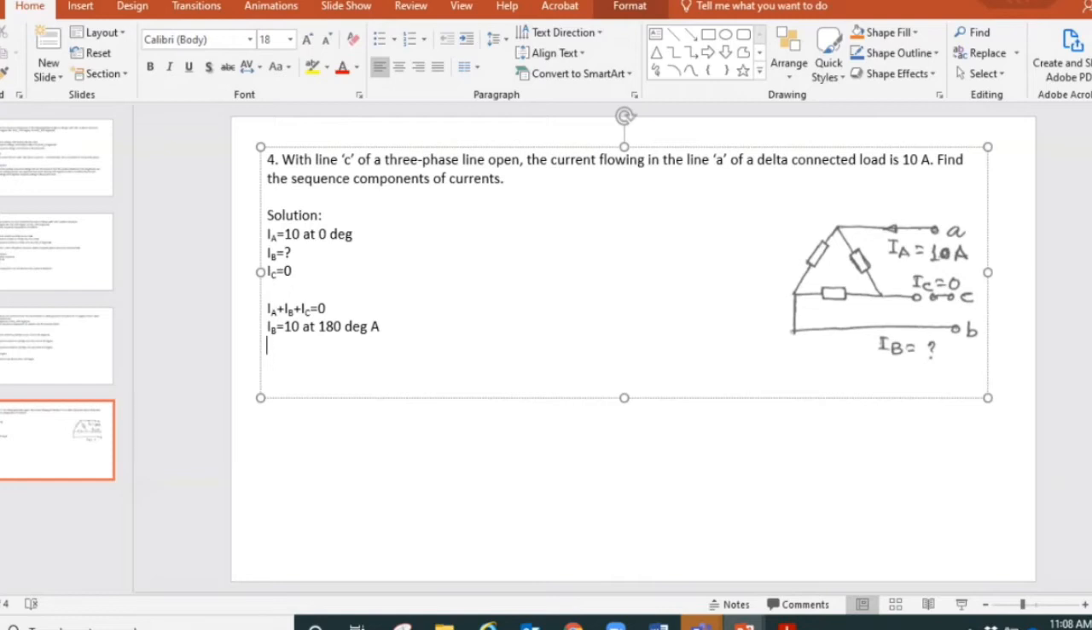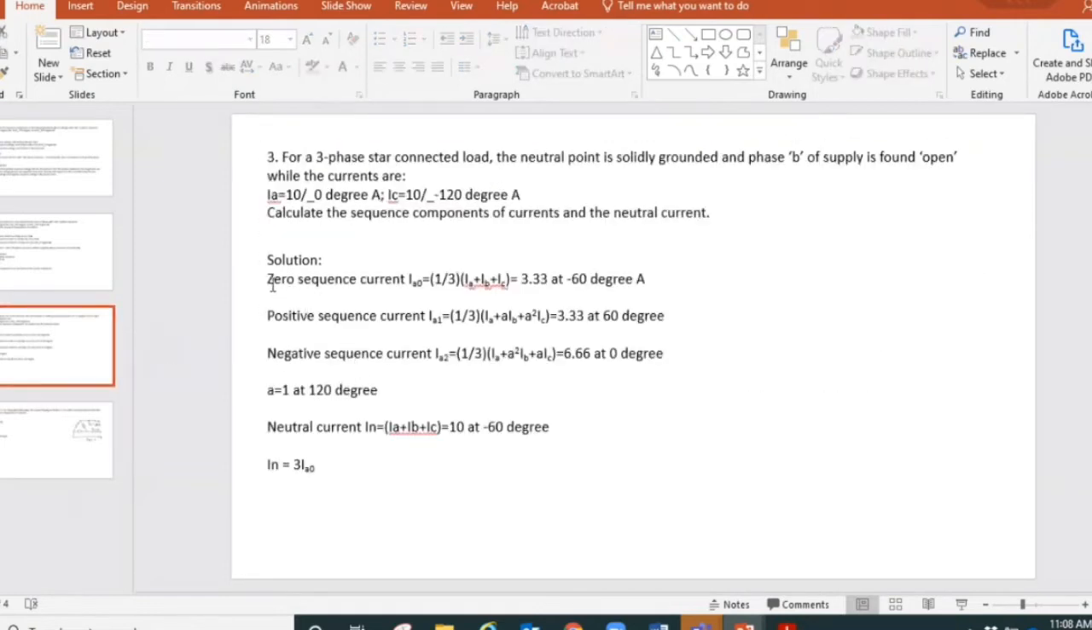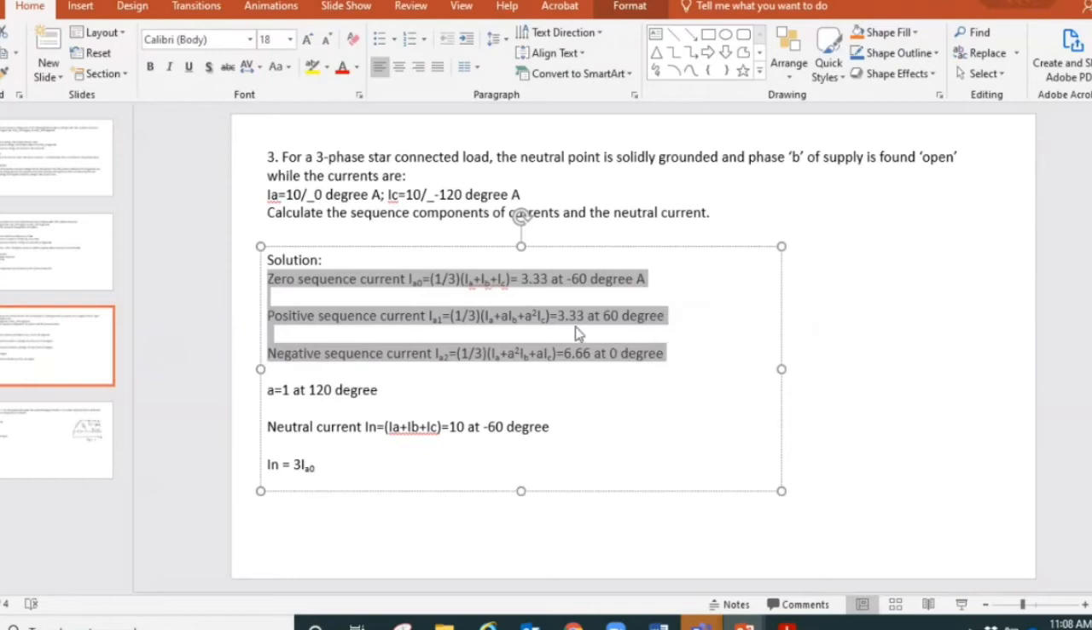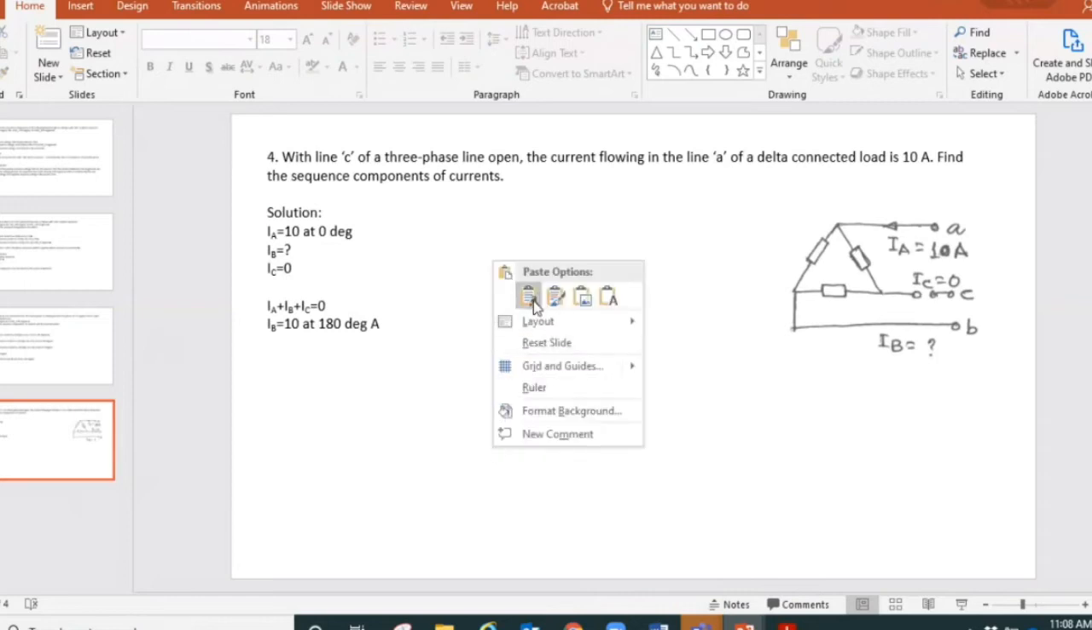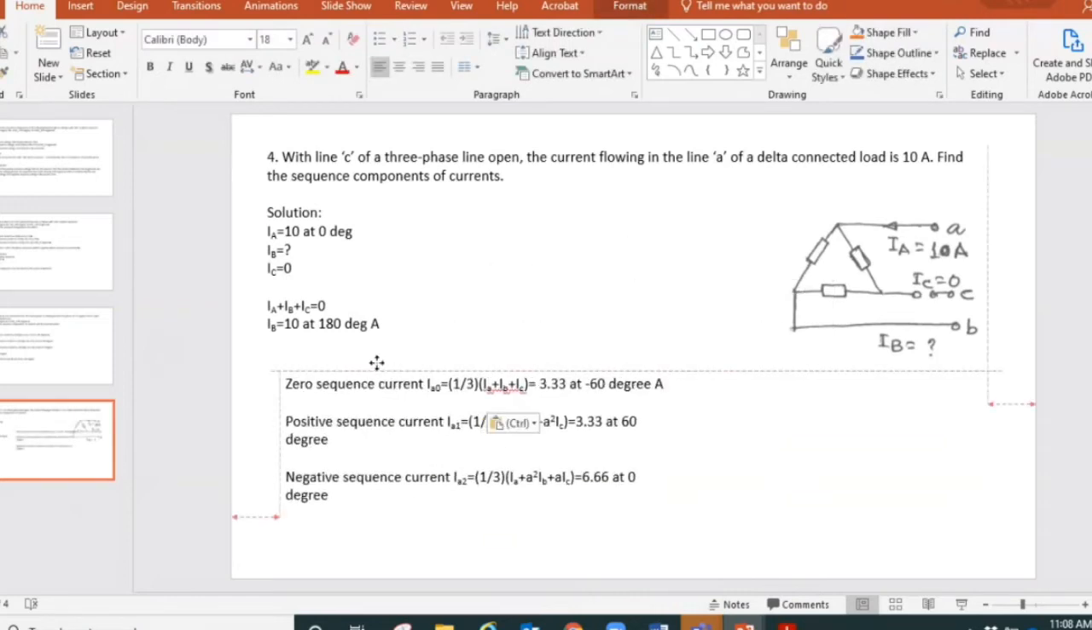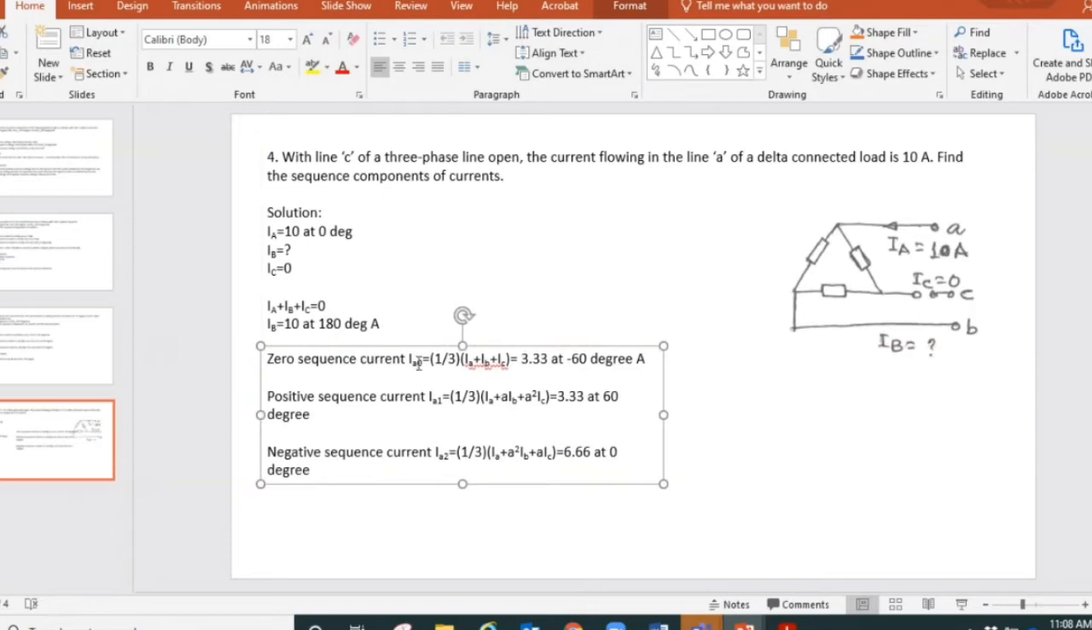I got the same, sir. Yeah, that's good. Thank you very much. When dealing with these connections, we're dealing with the line currents and not the phase currents. That's why I drew this diagram that you see there, so that we don't get confused. Now we can go to calculate the sequence components of currents.